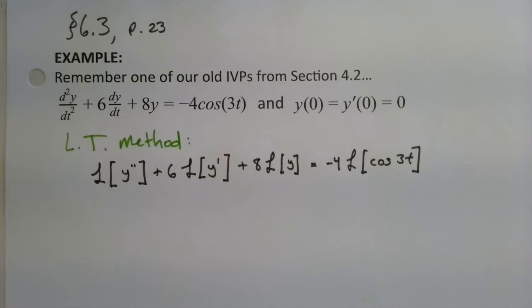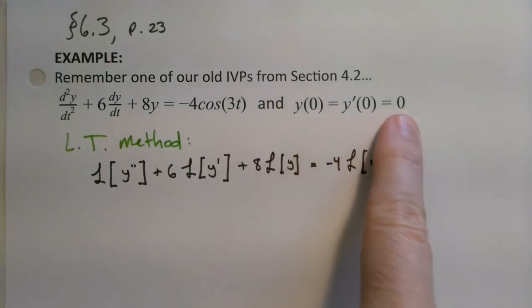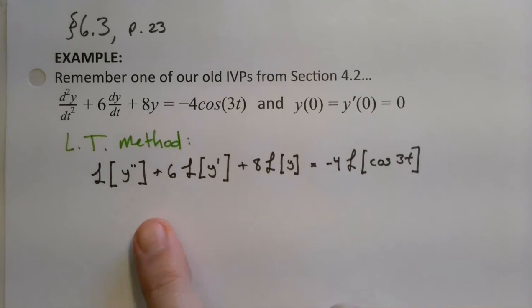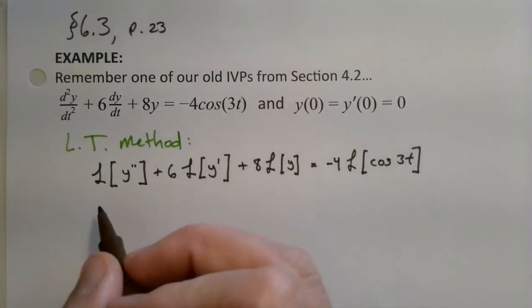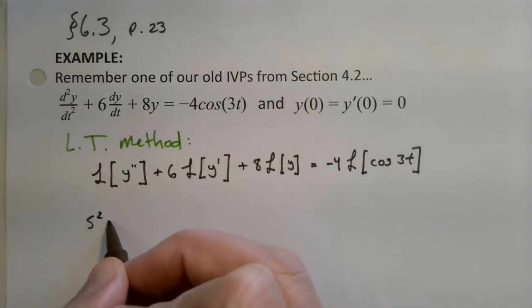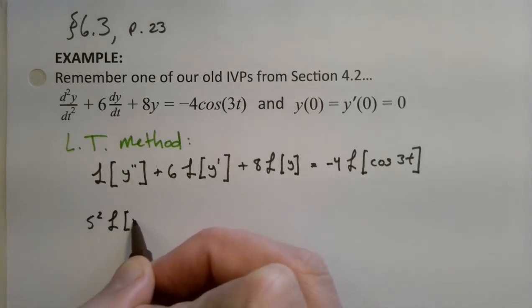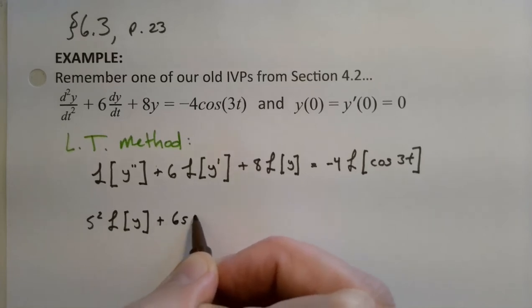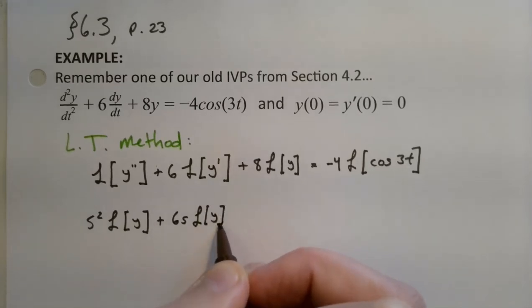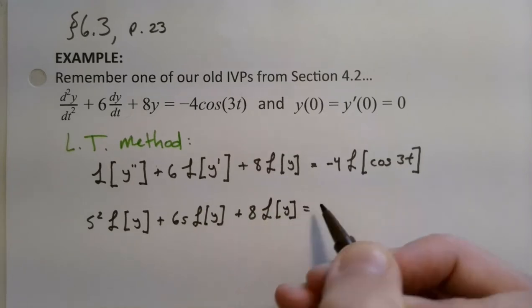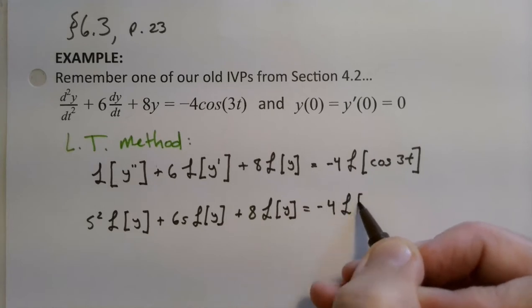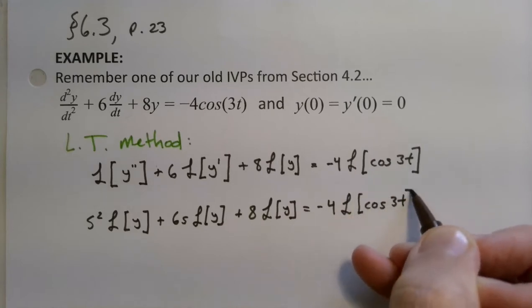And so you probably can notice right away that if our initial conditions are both 0, this side of things is going to simplify, kind of what we noticed in that last problem. If our initial conditions are both 0, we're going to be kind of sneaky and say, oh, then this is just going to turn into s squared times the Laplace transform of y plus 6s times the Laplace transform of y plus 8 times the Laplace transform of y equals negative 4 times the Laplace transform of cosine 3t. We'll deal with that in a second.